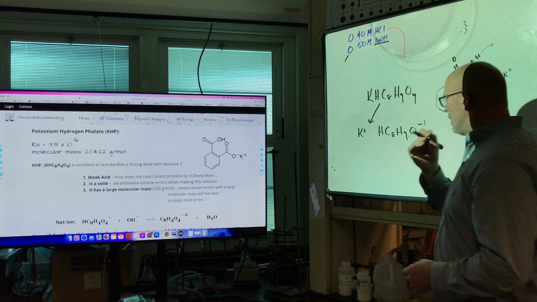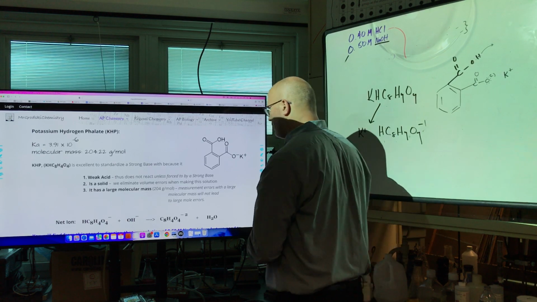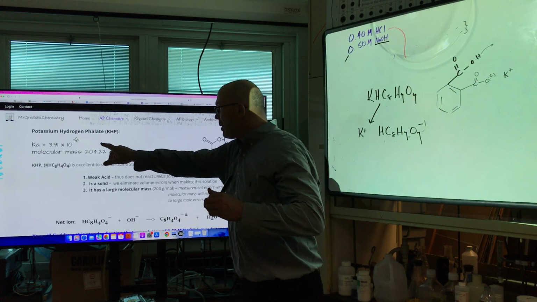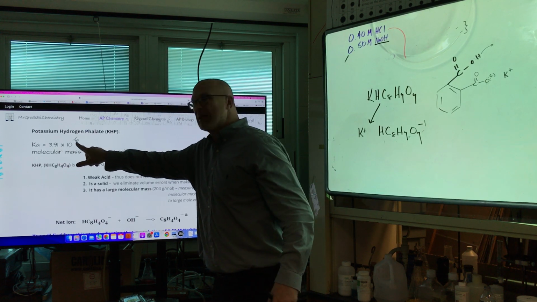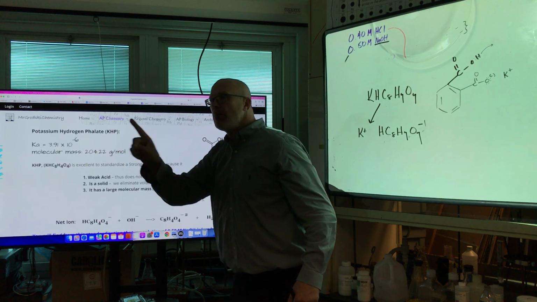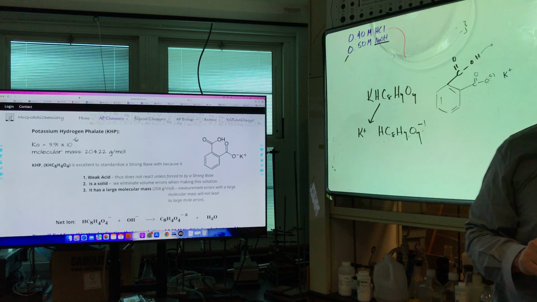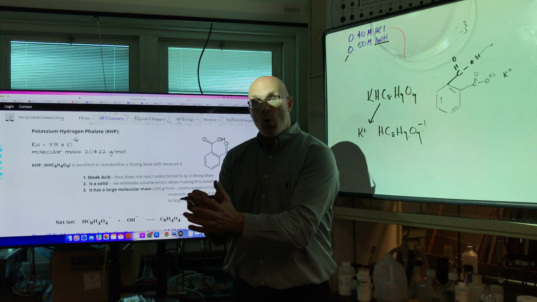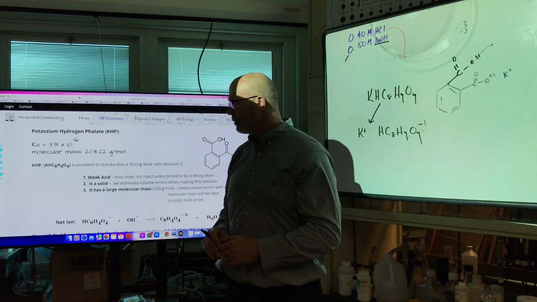In any case, this is going to dissociate. Now, it's a weak acid, as I've shown here. Its Ka is 3.91 times 10 to the negative 6. I'm going to use KHP to standardize my base solution. I'm going to know the moles of KHP.